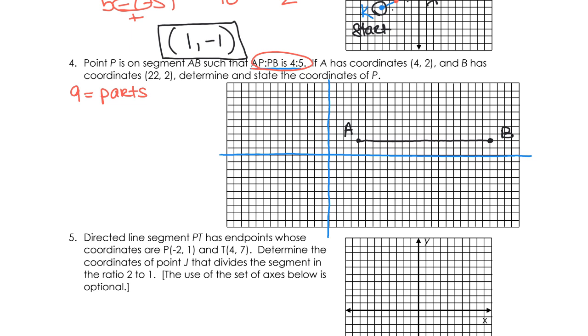So let's figure out how long it is right now. If we start at 4 and we go to 22, how many parts are in here? 1, 2, 3, 4, 5, 6, 7, 8, 9, 10, 11, 12, 13, 14, 15, 16, 17, 18. So there's 18 in there. So I think if there's 18 line segments and we need 9 equal parts, that would mean each part is 2 line segments. So let's go ahead and go 2 equal parts and put a dot. And let's see if this works.